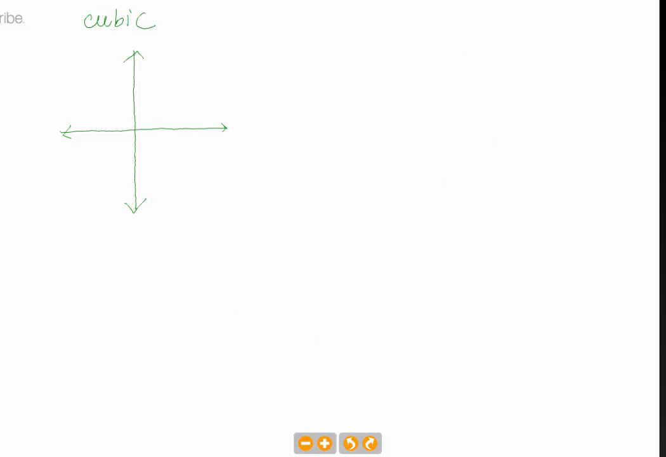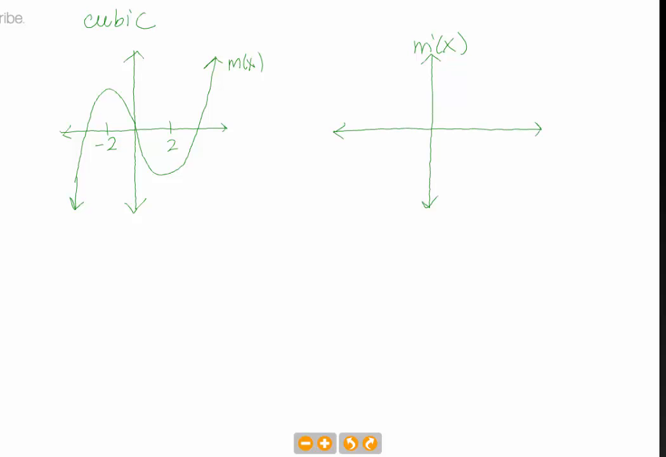So if we look at a cubic example, I'm just going to say that the maxes and mins are at -2 and 2 just to make our lives a little bit easier here. And I'm going to go through 0. And then if this is my function m of x, I want to graph m prime of x. Now I'm thinking in my head it's probably going to be a quadratic, but I'm not 100% sure. So let's look at the patterns for what we see.